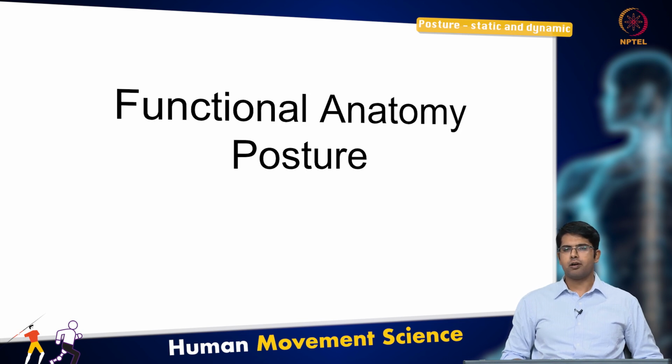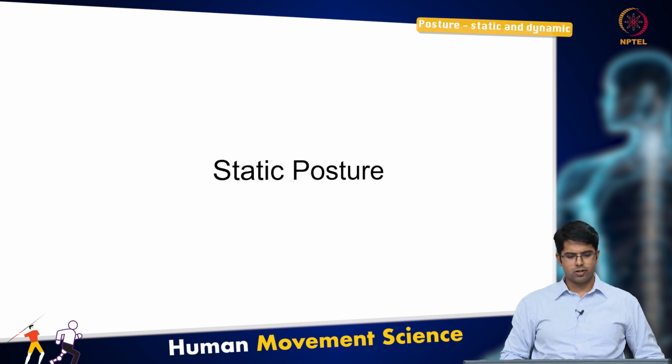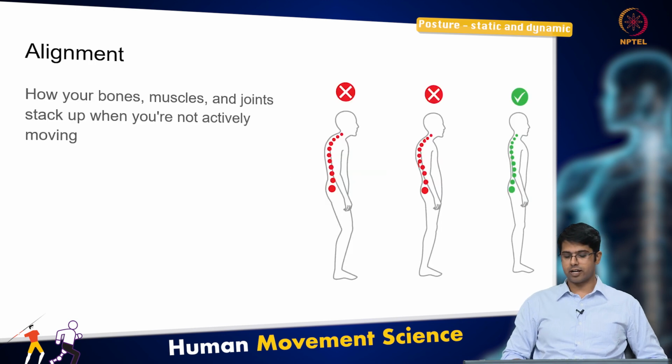So we look at both of these categories, the static posture, where there is no movement being done by the human body, and dynamic posture, where the human body moves. So let's dive into static posture. When we talk about static posture, we are really talking about alignment. How your bones, muscles, and joints stack up together when you're not actively moving.